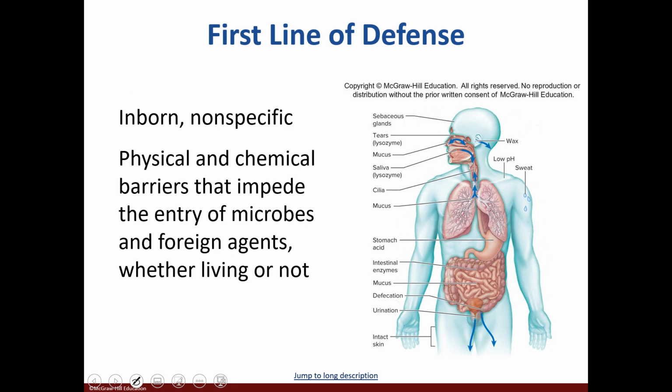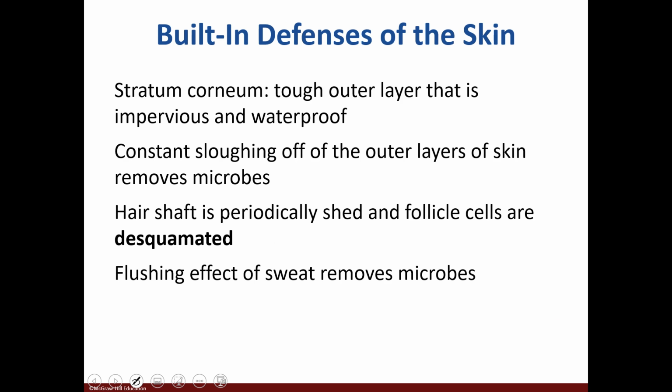The first line of defense is something we're born with and is non-specific. It includes both physical as well as chemical barriers that prevent entry of pathogens. The image shows these primary physical and chemical barriers. The blue arrows show the direction of fluid flow. Let's look at these built-in defenses of our skin. The outer layer, the stratum corneum, is pretty impenetrable and waterproof. We are also constantly shedding skin, which eliminates microbes. Shedding of our hair shaft, as well as sweating, also helps to remove microbes.